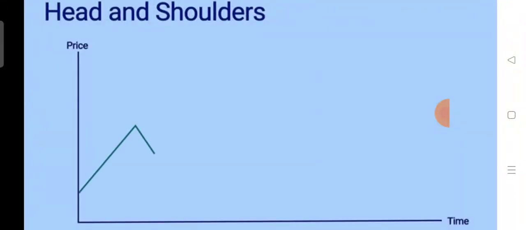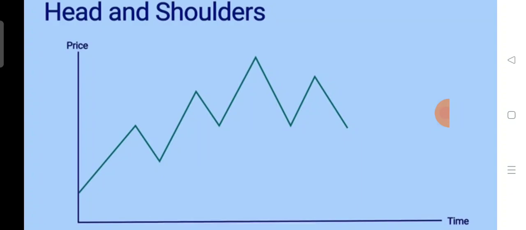Now let us understand how a head and shoulder pattern is formed. First, there is an up move. An up move is a sequence of higher highs and higher lows. So at one point of time we see a high being formed and then the price comes down, and then a higher high is formed and then the price again comes down, and then again a high forms which is lower than the previous high. So we have two smaller highs and a higher high in between. It looks much like a head and two shoulders on two sides.